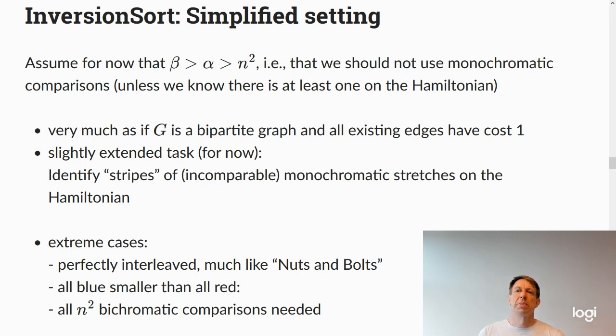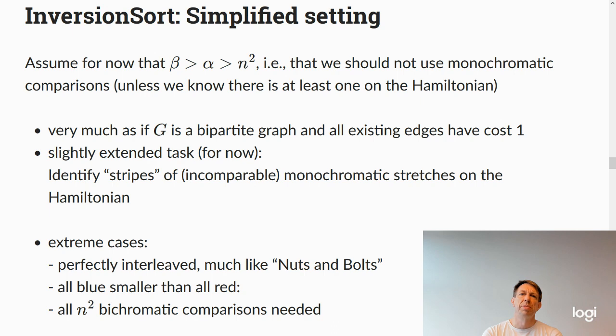To explain inversion sort, let me start by focusing on a simplified setting where alpha and beta are extraordinarily high. So think of it as alpha and beta being at least n squared, such that doing all the bichromatic comparisons is costing less than doing a single monochromatic comparison, which basically puts us into a setting where the graph is bipartite, where all the monochromatic edges have infinite cost, and then what is left is that we want to extract as much information from this graph as we possibly can without using monochromatic edges. And that means that we want to identify these stripes of monochromatic stretches on the Hamiltonian.